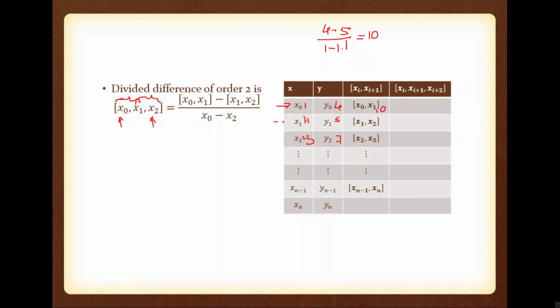Now corresponding to x1, what is the divided difference? x1 comma x2 means 5 minus 7. 5 is the current value, minus the next value, 7, divided by the current x element, that is 1.1, minus the next x element, that is 1.3. So I think this is also 10, right? 2 by 0.2 minus 2 by minus 0.2, that is 10. Is it okay, all of you? So this is also 10.